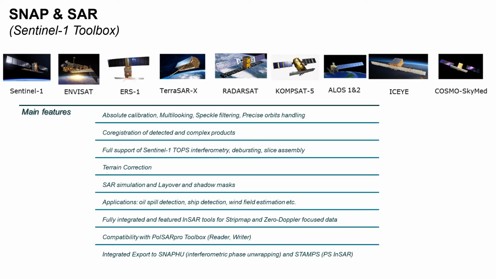As mentioned before, SNAP can be used also to process SAR mission data, for example, Sentinel-1 data. We have in the software all main functionalities to process SAR data, both detected and complex data. We have tools for interferometry, PS InSAR, together with StaMPS and polarimetry.